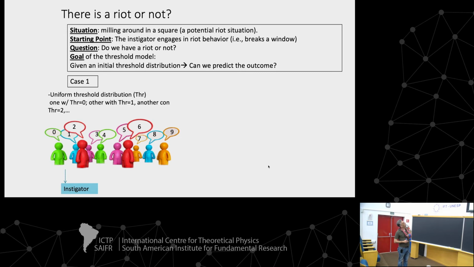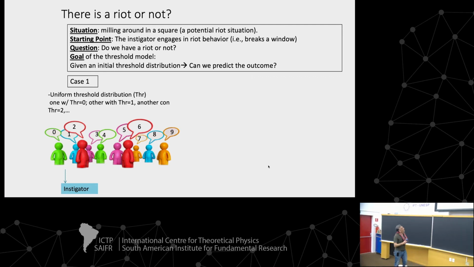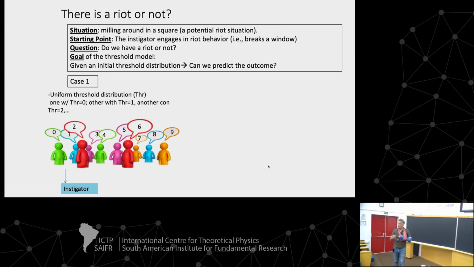So, we have that situation. We have a group of people, for instance, walking around in a square, very angry or something like that. And we have an instigator that engages a riot, for instance, takes a stone and breaks a glass. So, is it going to start a riot or not? The question that Mark Granovetter asked was, given an initial distribution of thresholds, can we predict the outcome?